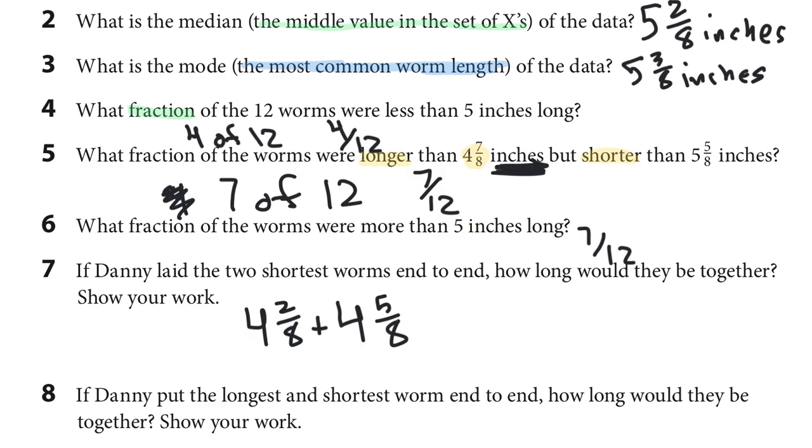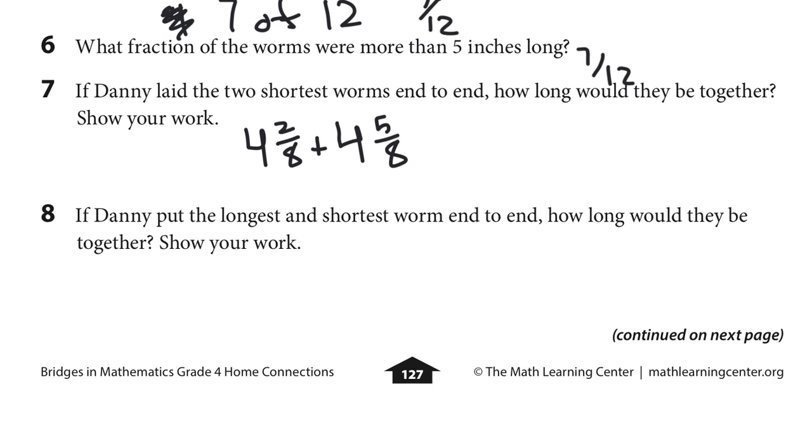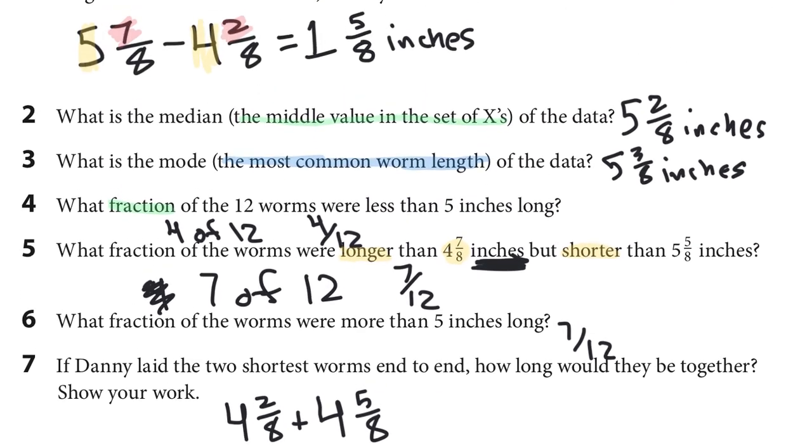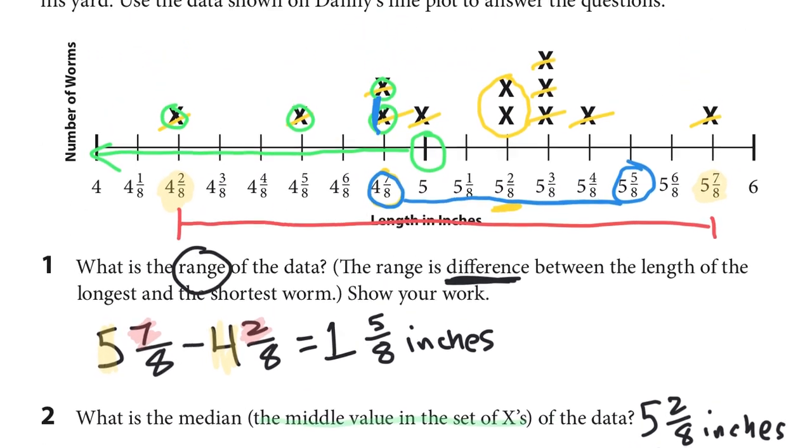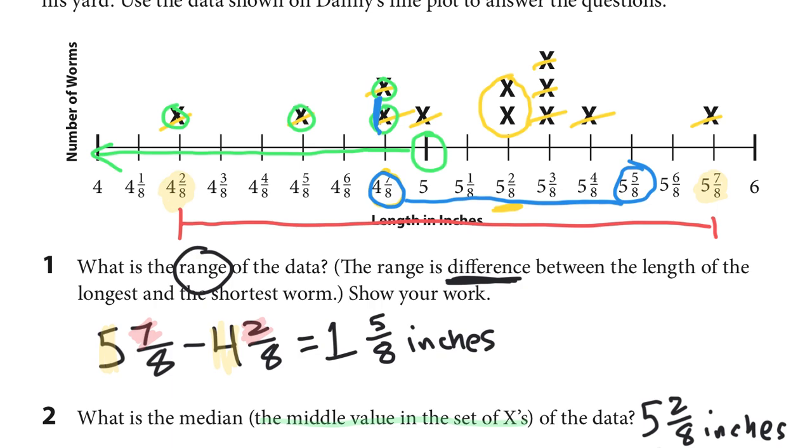Okay. Next, it says if Danny put the longest and the shortest worm end to end, how long would they be? And I'm just going to review that you know those numbers, but I'm going to let you write that equation and solve it on your own. Shortest numbers here, longest numbers over here. That means my shortest number is 4 2/8. We already know that. But my longest worm is 5 7/8. You're going to add those 2 numbers together.